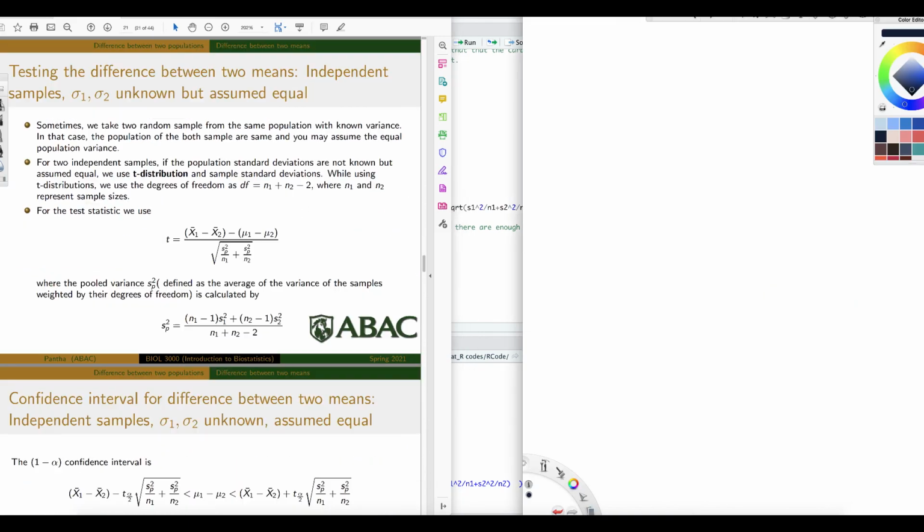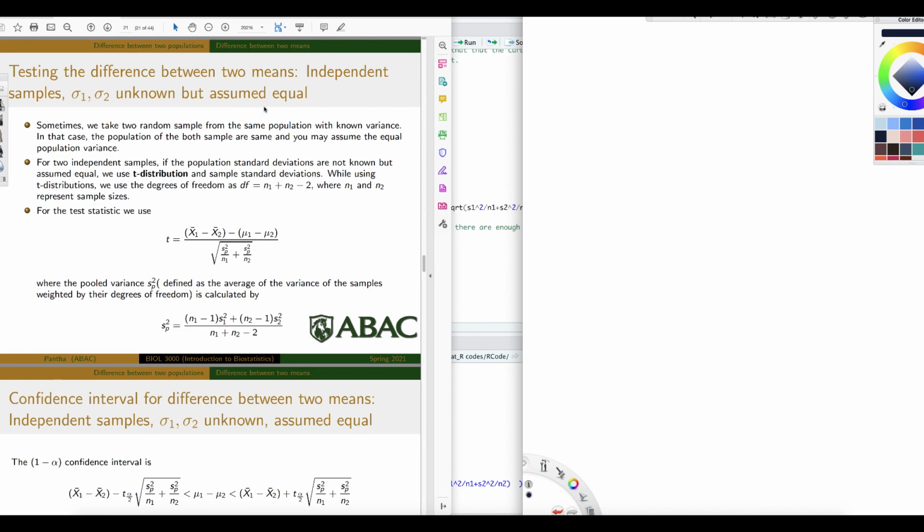Okay guys, the next test we are going to talk about is testing the difference between two means, independent samples. The samples are not related to each other. Sigma 1 and sigma 2, the population standard deviations, are unknown, but they are assumed to be equal. The previous one was assumed not equal, but here we are assuming they are equal.